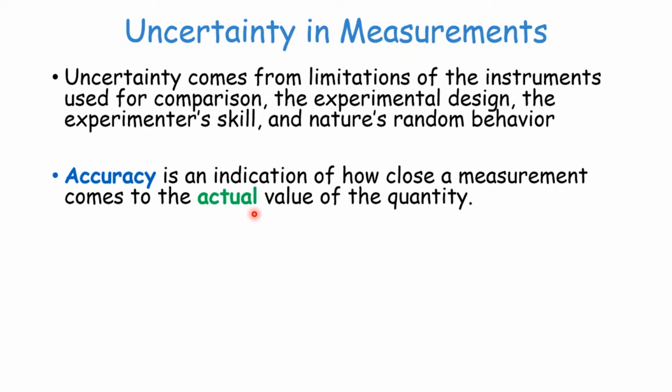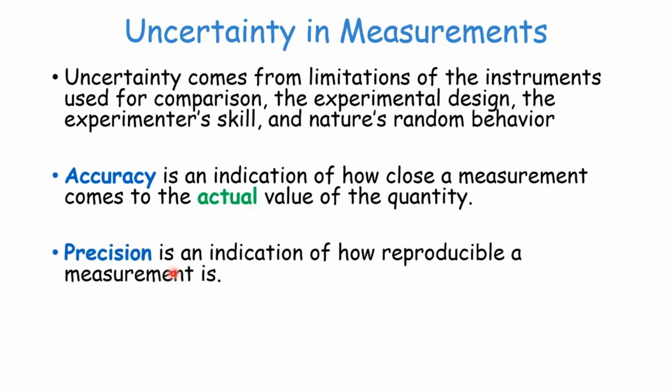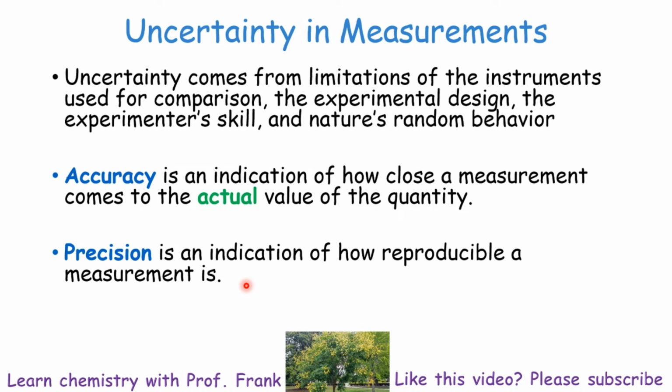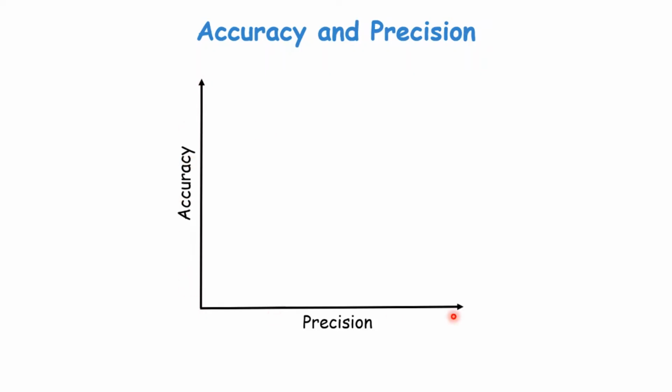So that's accuracy. Then precision is about individual measurements: how close an individual measurement is to the others. Precision is an indication of how reproducible a measurement is. That's the difference between accuracy and precision. I would like to use this diagram to explain the difference between the two.